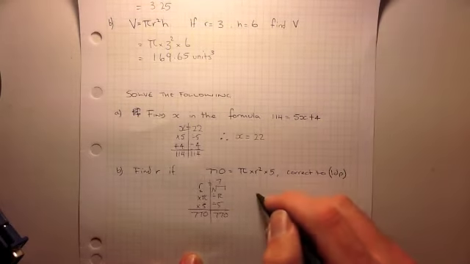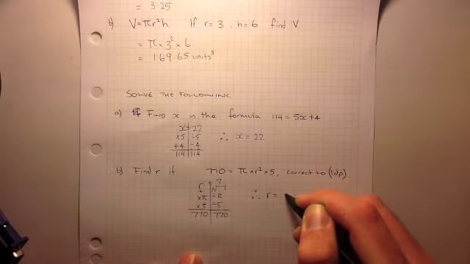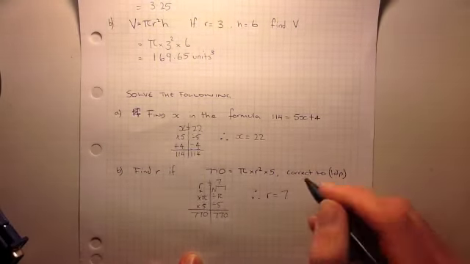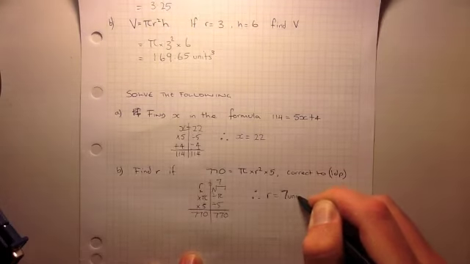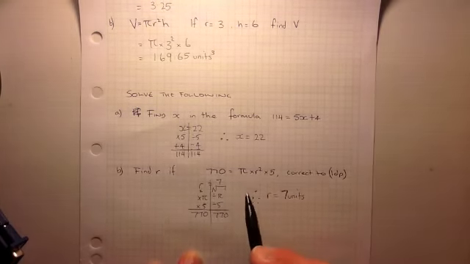7. Therefore, r equals 7 units, because again I know that's the volume of a cylinder.